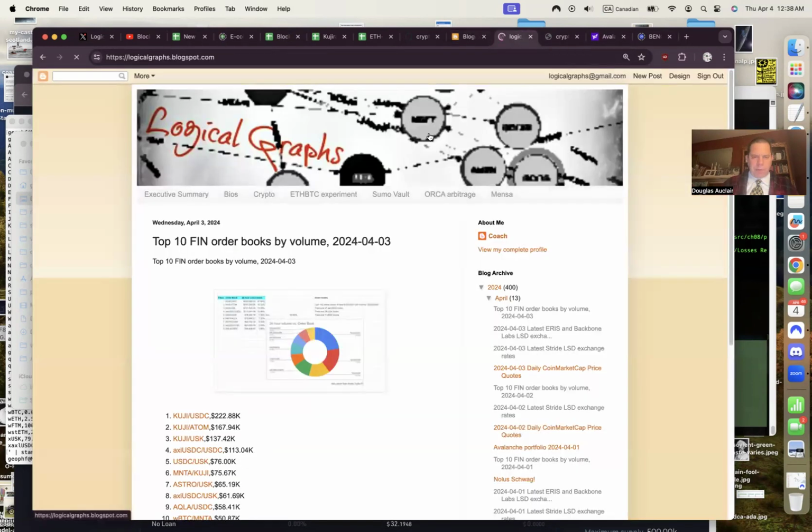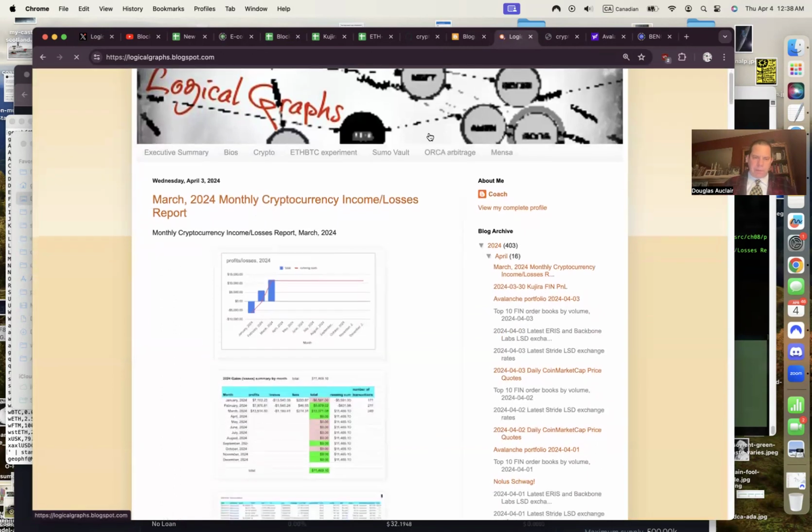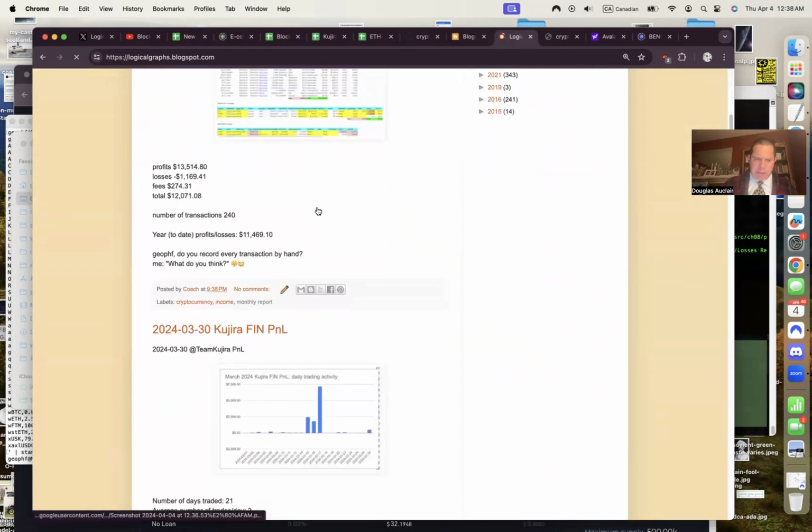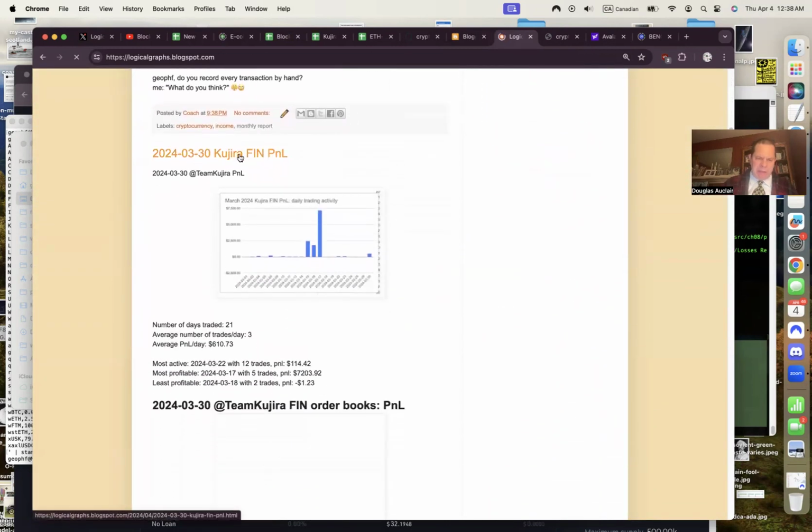The reports are the monthly cryptocurrency report, income and losses across the blockiverse, and the monthly cryptocurrency trading report for Team Kujira Fin.